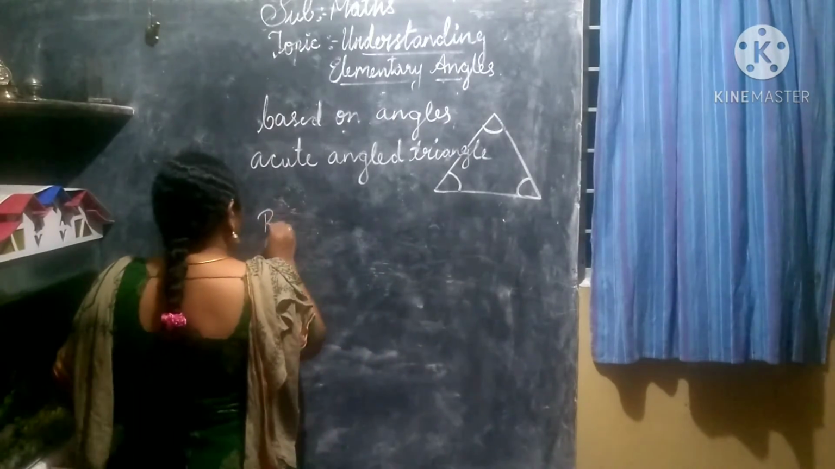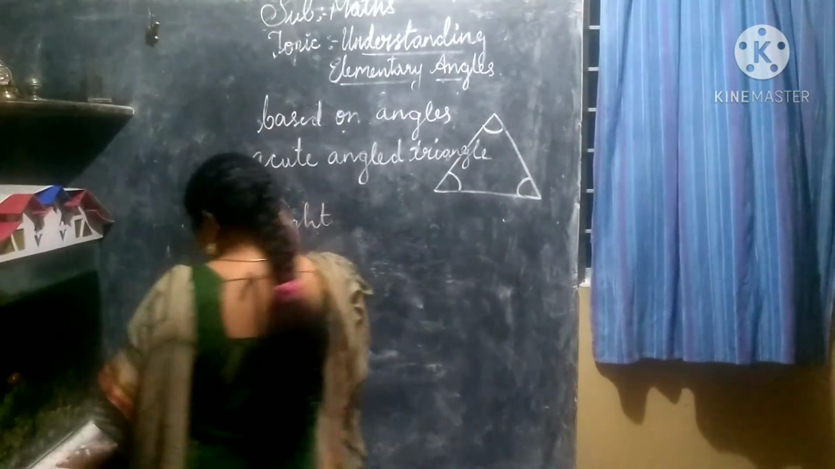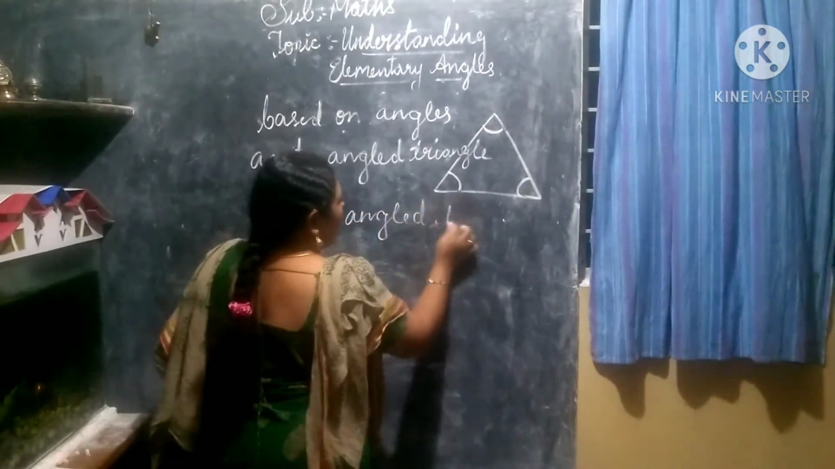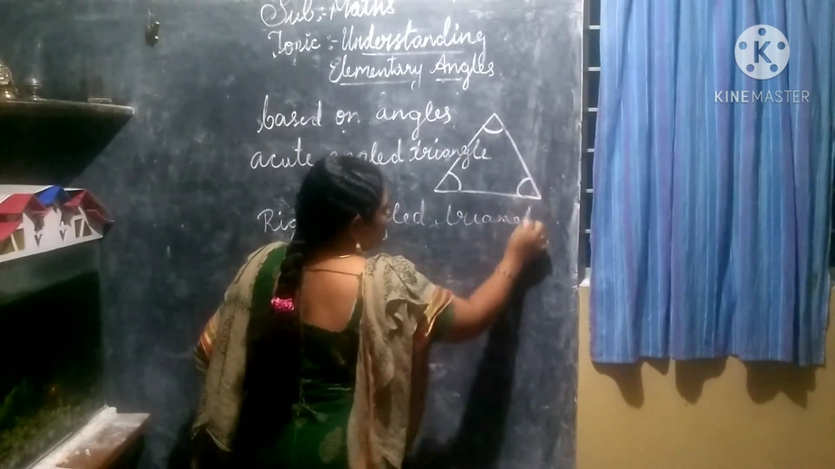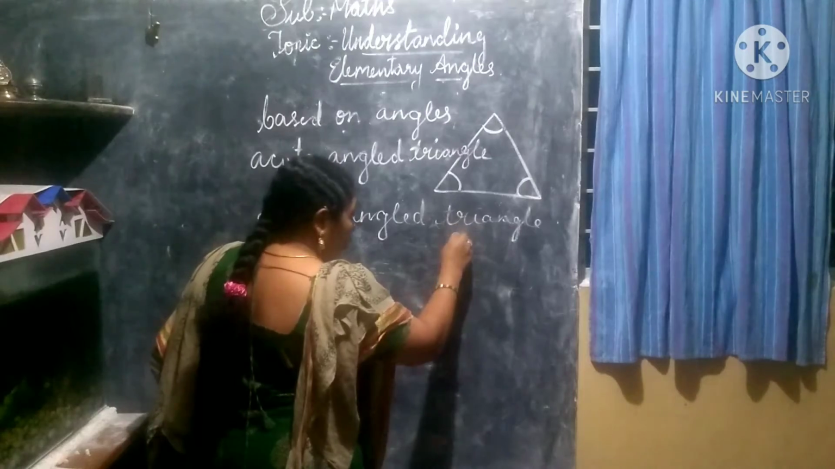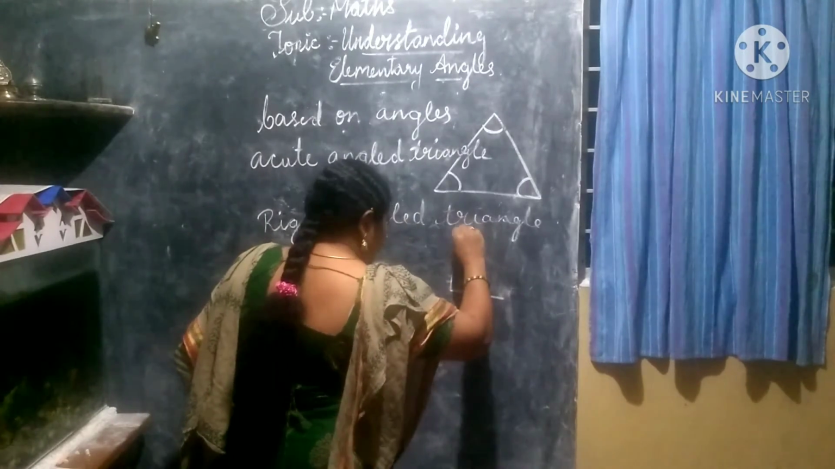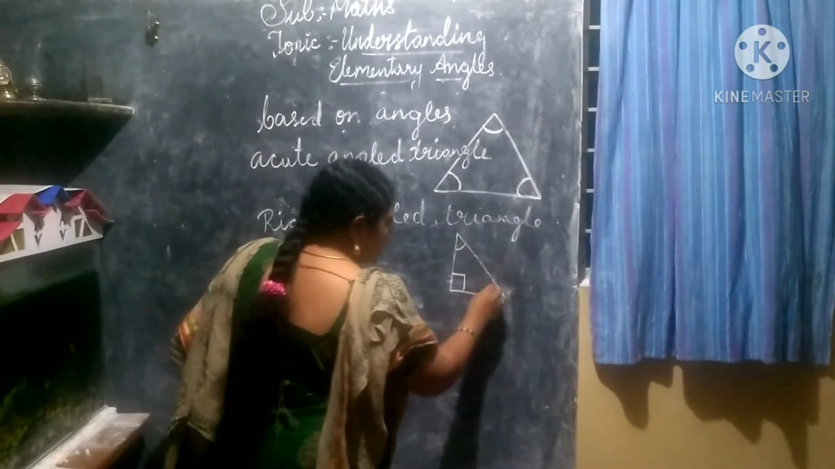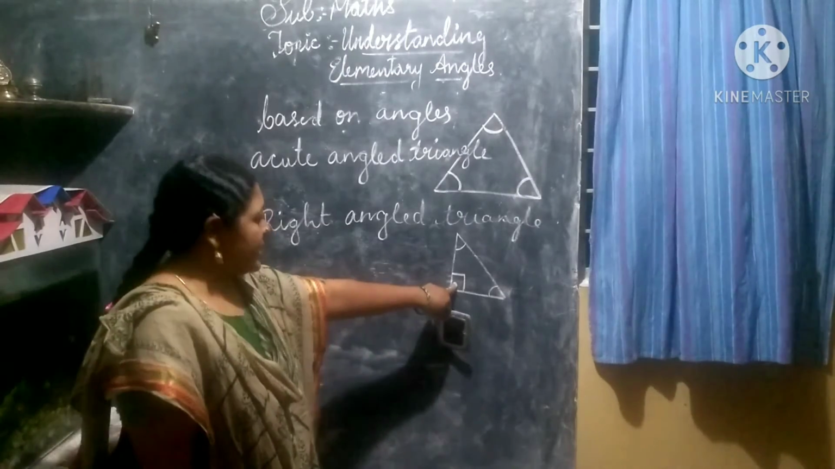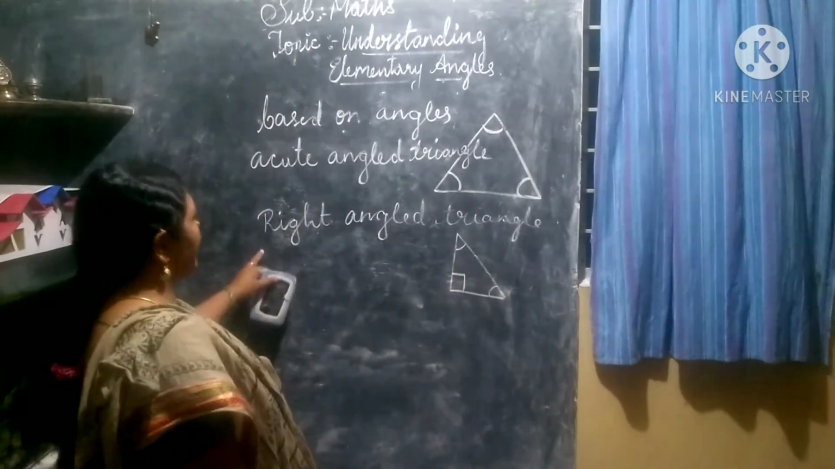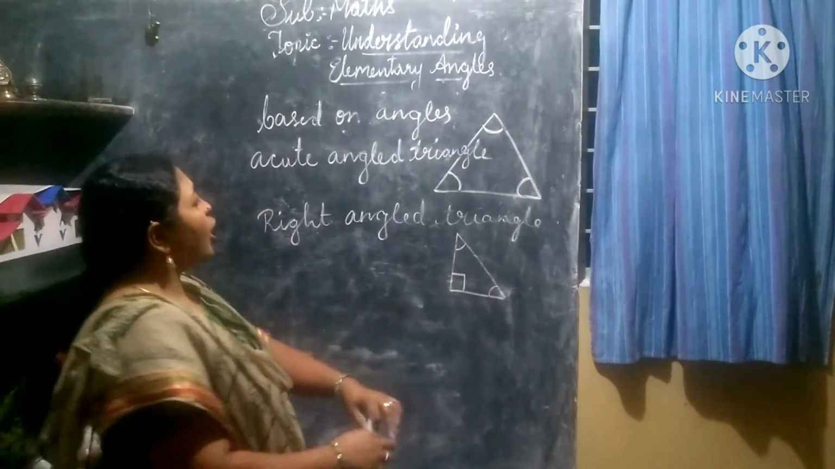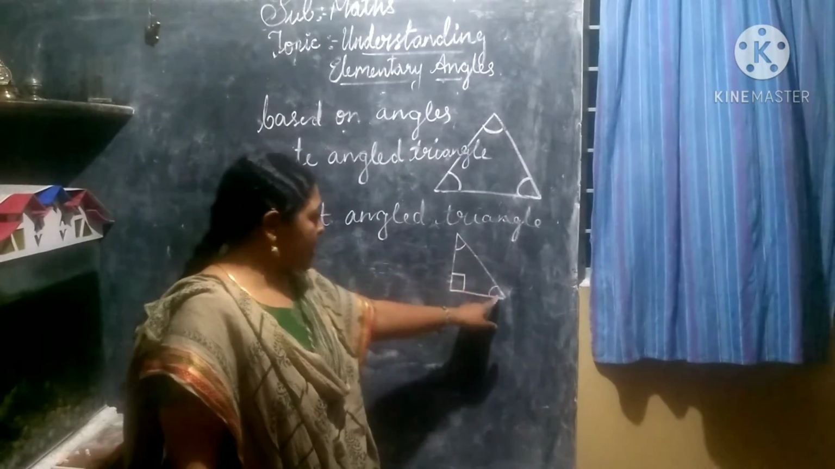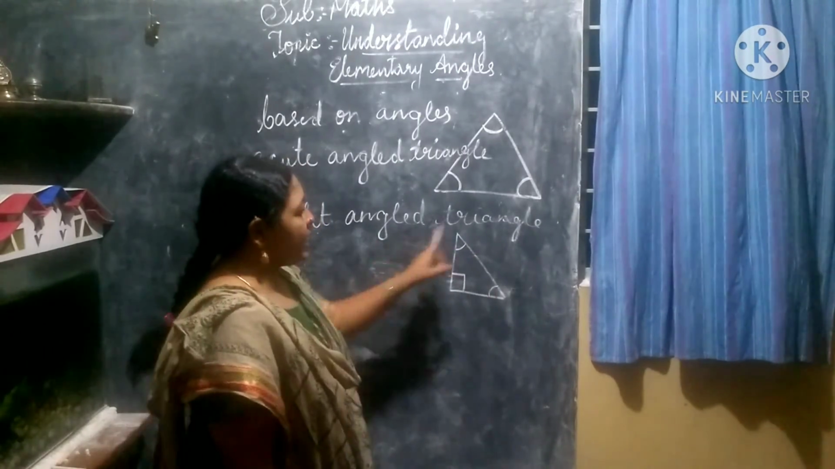The second one is the right angled triangle. So here in a right angled triangle, we have one angle as a right angle. So this is the right angled triangle. Here 2 angles are acute and the one angle is a right angle. Therefore it is called a right angled triangle. Here all the 3 are acute. Here we have one angle which is a right angle, the other 2 are acute. Therefore it is called a right angled triangle.